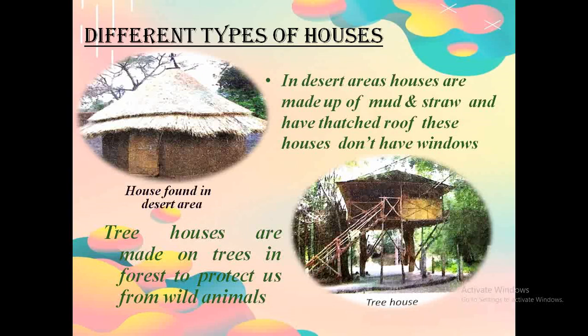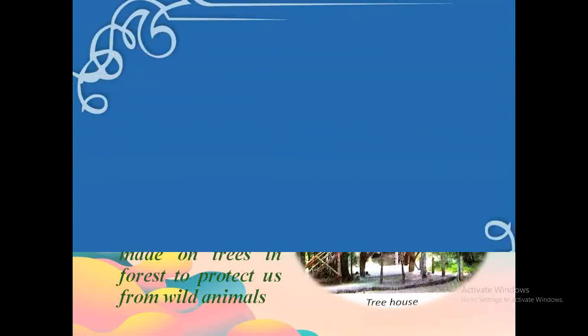So now another type of house is the tree house. Tree houses are made on trees. It is very clear from its name only. The houses which are made on trees are known as tree houses. Such houses are made in the forest to protect us from wild animals.